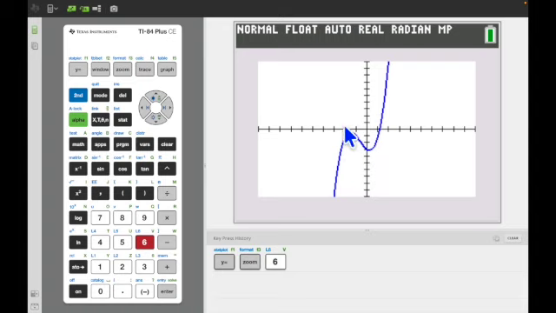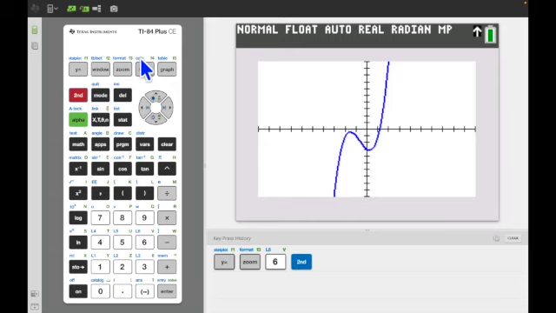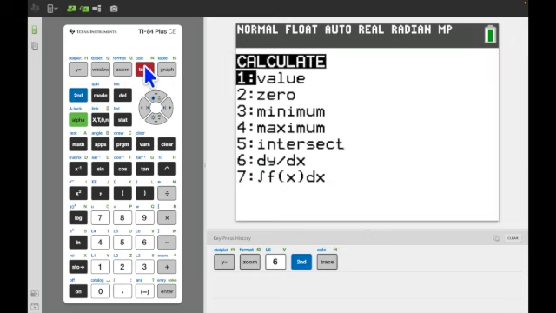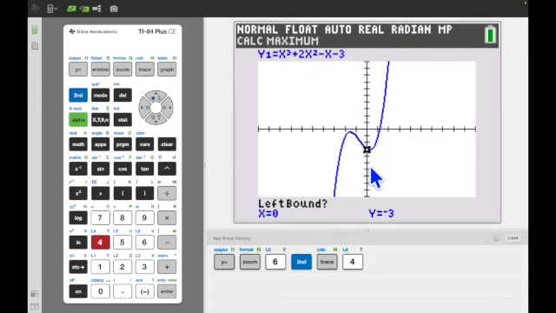Okay, so this graph has one maximum and one minimum, and our graphing calculator can find those for us. If I hit second, and then where that blue calc is above that trace button, so second trace technically to get to that calc menu, and you can calculate a value, a zero, minimum, maximum, points of intersection, derivative, and integrals. So we're going to do the maximum first, so number 4. And the maximum is this point over here.